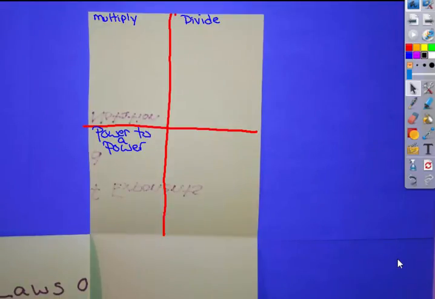All right, now, on this other side of the foldable, we're actually going to deal with operations using exponents. Now, this is what you're going to start to see a lot more of. For example, I'm going to start with the multiplying. I'm going to do a couple of these. There's a couple different ones I want to show you. For example, if I have, say, 4 to the 5th power times 4 to the 3rd power.